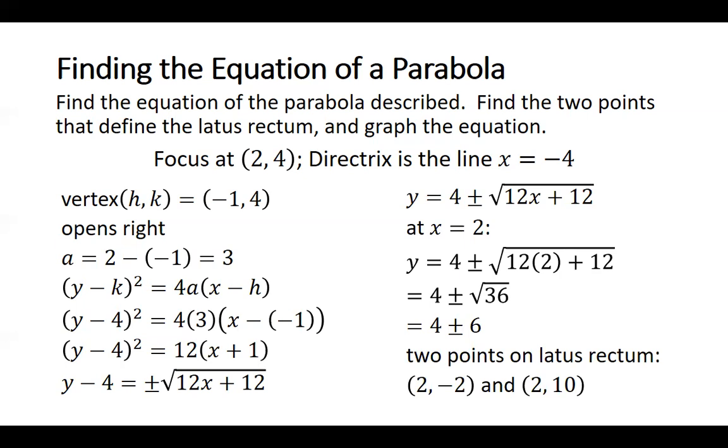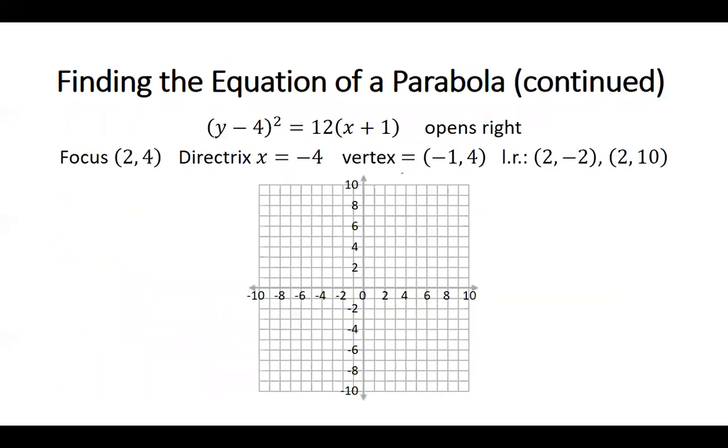So let's take this information and graph it. So I just transposed over the equation. Y minus 4 squared is equal to 12 times x plus 1. It opens right, so we can keep that in mind as we graph it. The focus is at 2, 4. The directrix is at x equal to -4. The vertex is at -1, 4. And the 2 points on the latus rectum, LR, are 2, -2, and 2, 10.